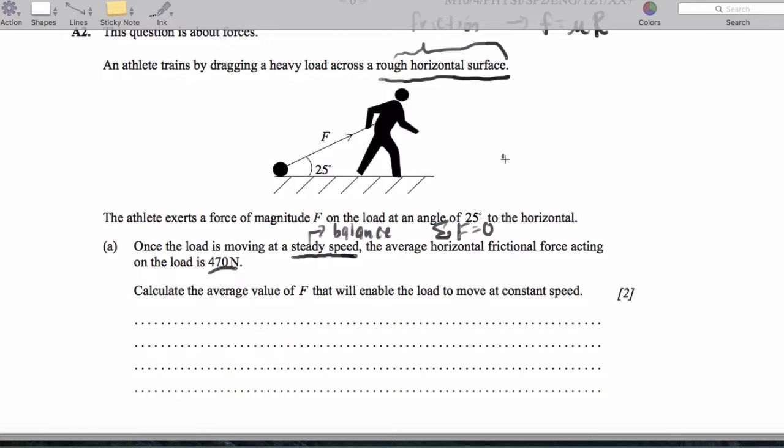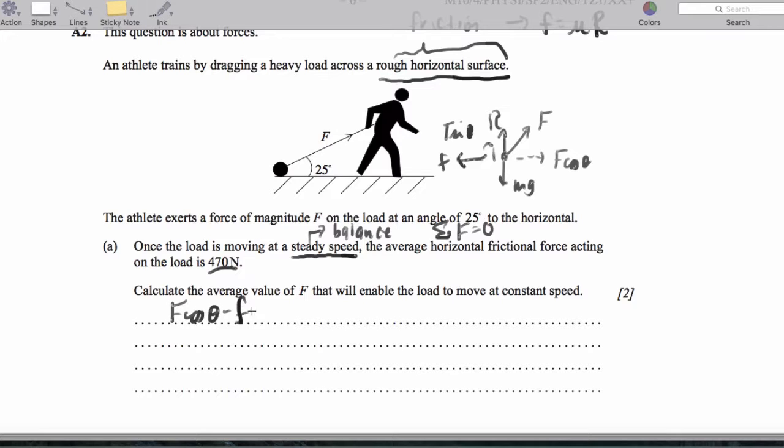So let's draw a force diagram. We have F, we have mg, which is the weight. We have the reaction force. We have F cosine theta. We have F sine theta. And we have the friction force going backwards. So let's set up the horizontal equation.